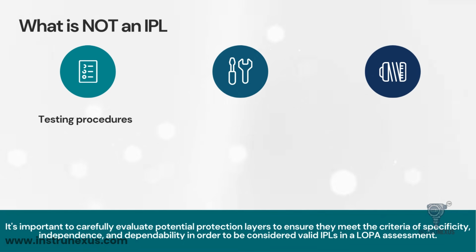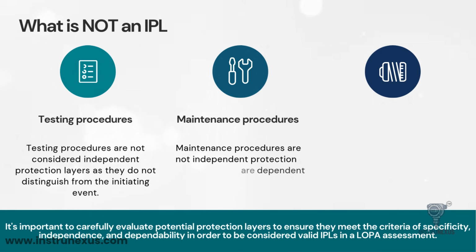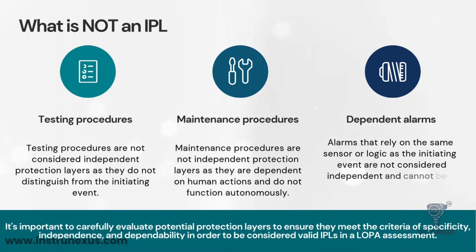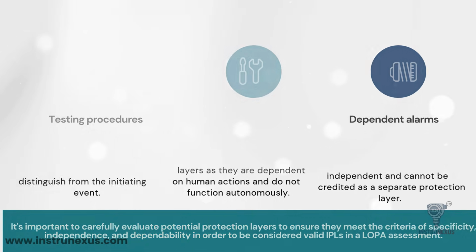Equally important is knowing what not to count. Testing procedures are not IPLs. They verify readiness, but they don't actively stop a hazard. Maintenance is not an IPL, it is a preventative activity. Alarms sharing sensors with the control system are not IPLs because they fail when the control system fails. Fire extinguishers generally aren't IPLs because they require manual activation and successful fighting of a fire that has already started. Be strict here. Counting bad IPLs leads to a false sense of safety.